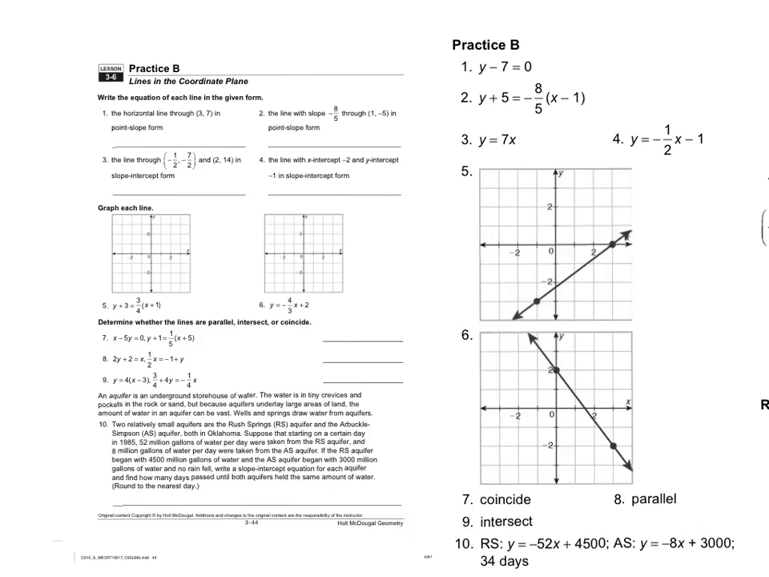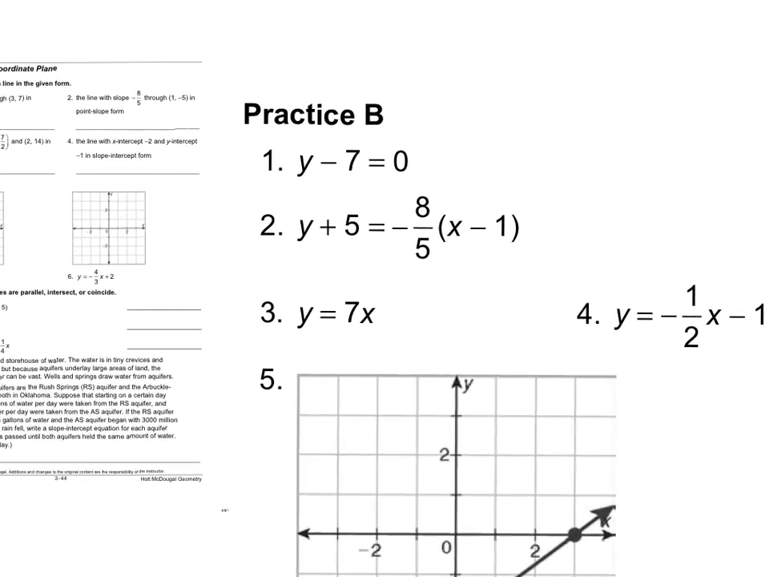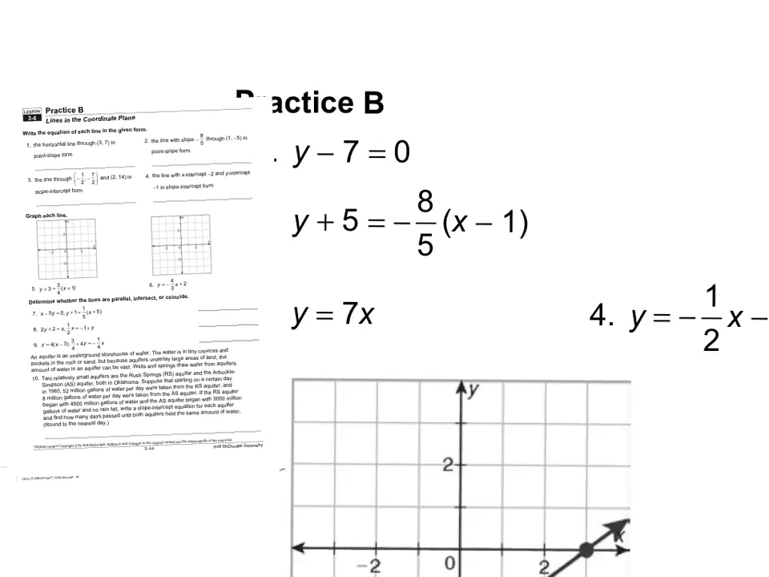This is the homework from yesterday. So this is practice B. I'm going to zoom in on the answers. Okay, 1 should have been y minus 7 equals 0, or y equals 7.